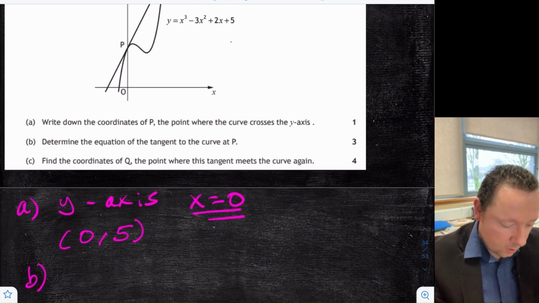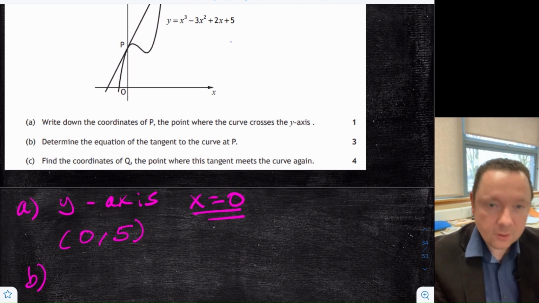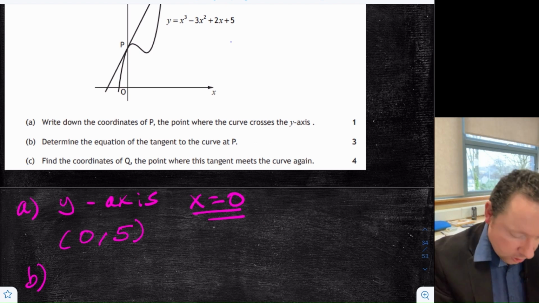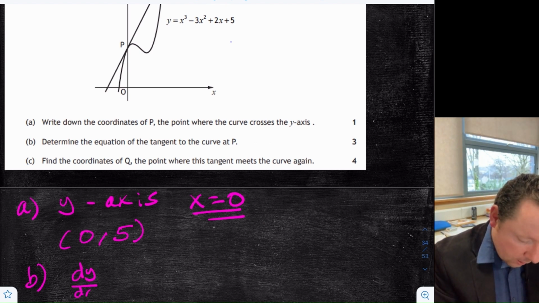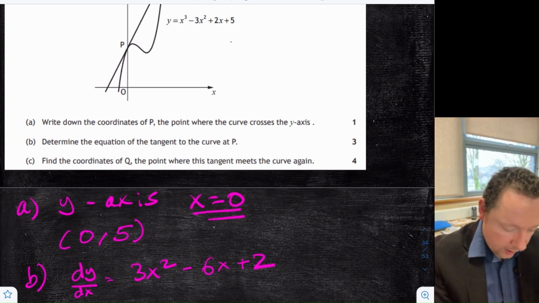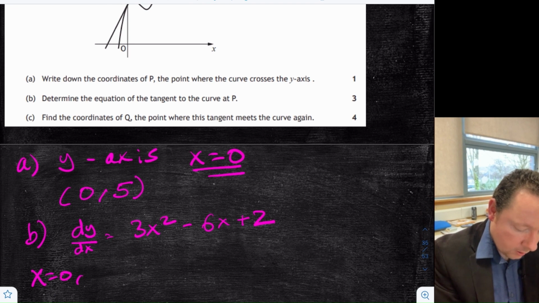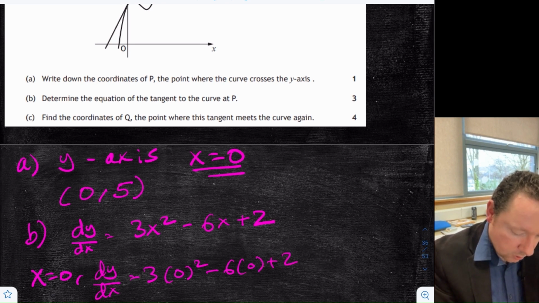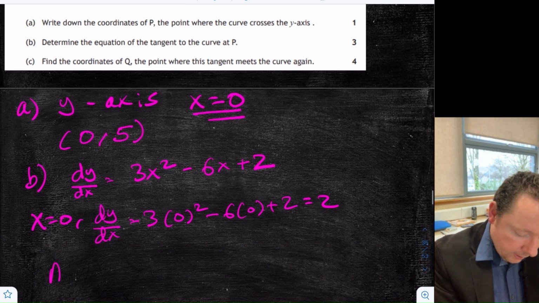Part B, determine the equation of a tangent to the curve at P. The equation of a tangent, I can find the gradient by differentiation. So dy by dx is equal to 3x squared minus 6x plus 2. And at the point P we already know x equals 0, y equals 5. So when x equals 0, dy by dx equals 3 times 0 squared minus 6 times 0 plus 2, which equals 2. So our gradient equals 2 and our point P, remember, is 0, 5.